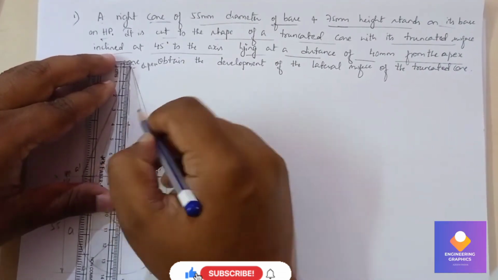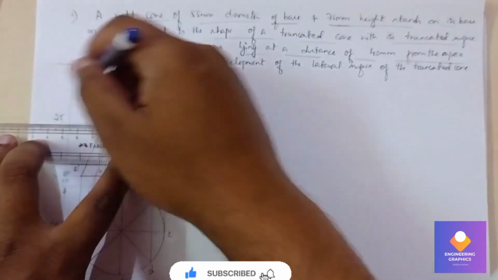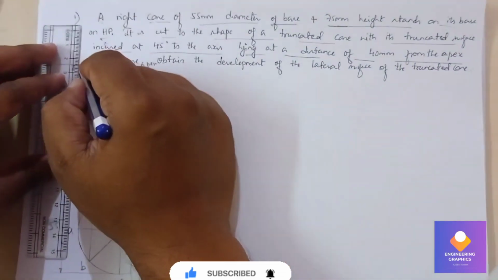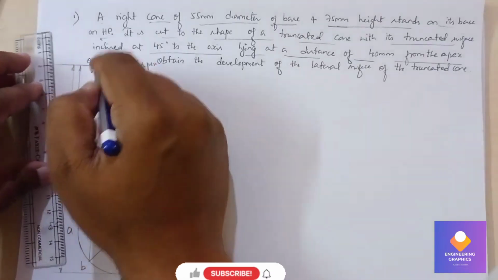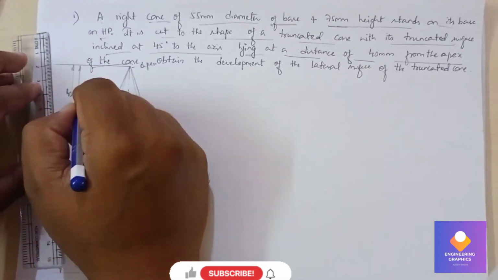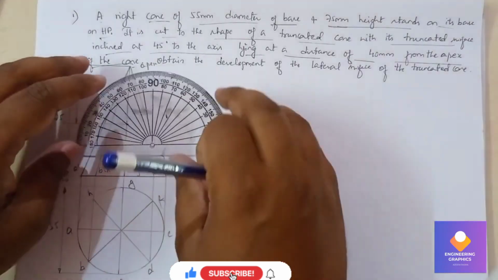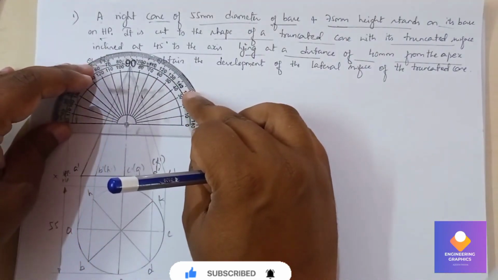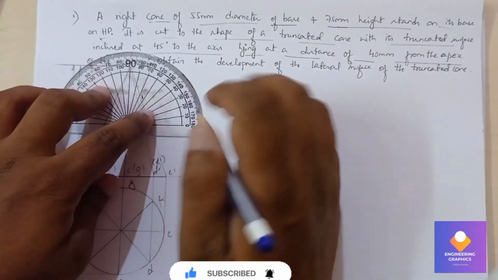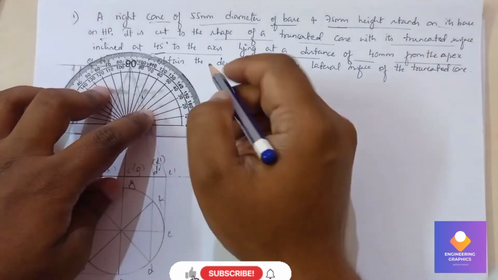Okay, so now we can keep the protractor there. Can show the dimension, 40 mm from the apex. Okay, so take the protractor and mark this reference point and mark for an angle 45 degrees. Mark for an angle 45 degrees.